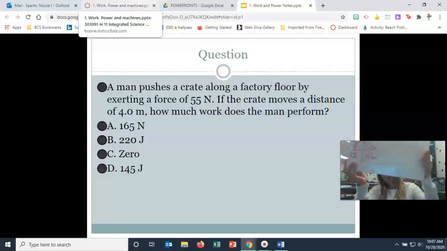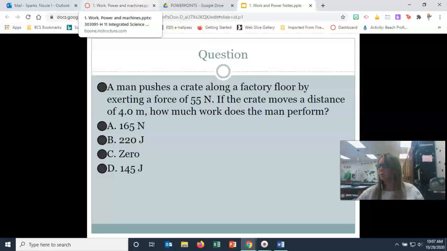So once again, here's our T chart. Work, we don't know. Force is 55, distance is 4. So we're just going to plug that into the equation. W equals 55 newtons times 4 meters. And 55 times 4 is 220 joules. So our answer would be B.